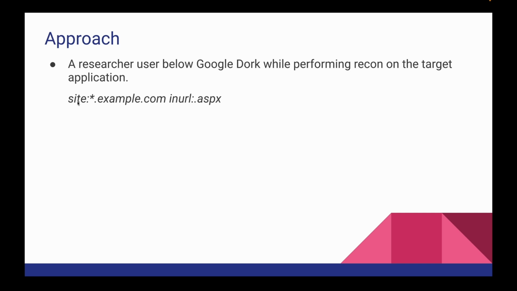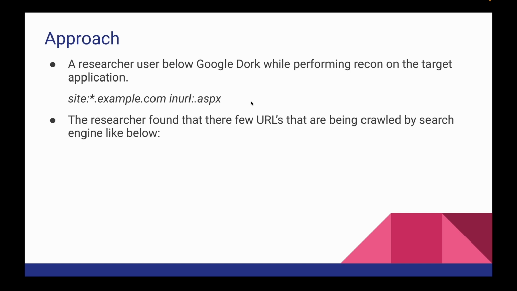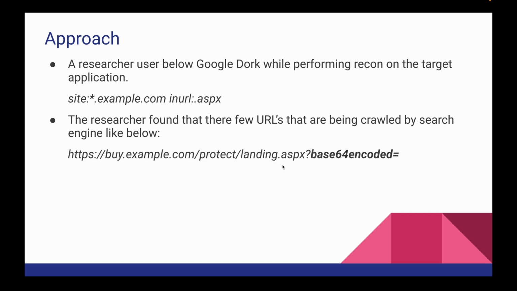So he mentioned the query site and wildcard and the domain name and in URL .aspx. Like this is the technology being used in that target application. So the researcher found that there were a few URLs being crawled by the search engine like below. These are the results given by Google. So some of these kinds of URLs are being crawled.